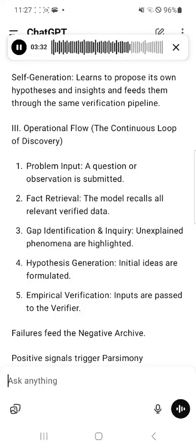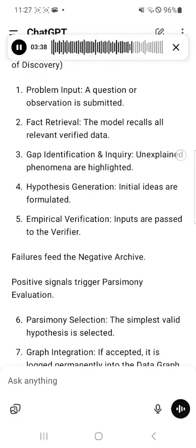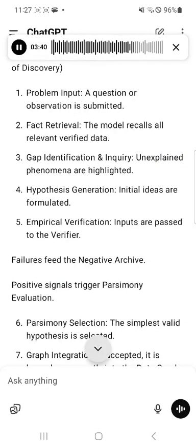III. Operational flow, the continuous loop of discovery. 1. Problem input: a question or observation is submitted. 2. Fact retrieval: the model recalls all relevant verified data. 3. Gap identification and inquiry: unexplained phenomena are highlighted. 4. Hypothesis generation: initial ideas are formulated. 5. Empirical verification: inputs are passed to the verifier.